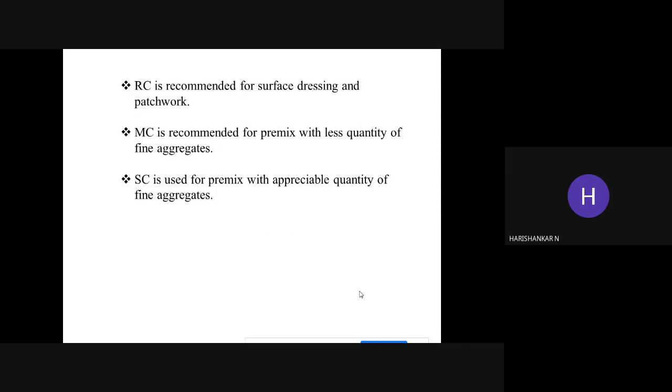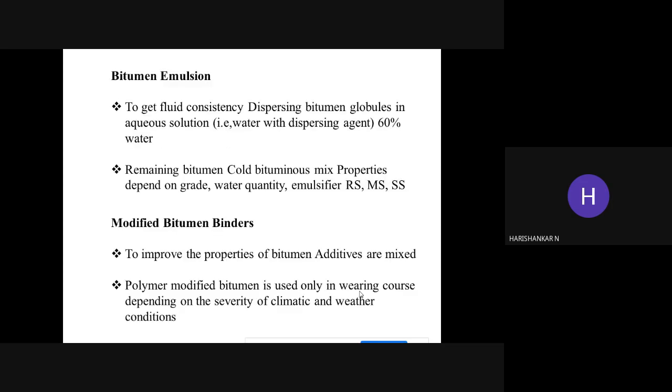So, the different uses. Bitumen emulsion means it is dispersed and appears as globules or granules in the aqueous solution, so water can be used as the dispersing agent. You may have studied emulsions in detail. In an emulsion there will be a dispersing agent and a dispersed material, just like in a solution you can see the solvent and the solute. Here you can see a dispersing agent and a dispersed material.